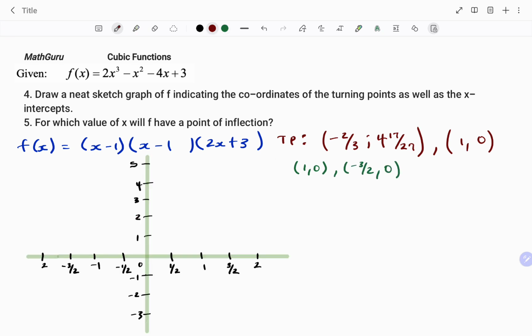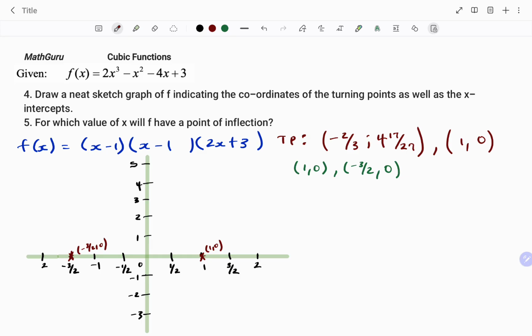My graph is not drawn to scale. I'm just going to draw a neat sketch, starting with my x-intercepts. The first one is at negative 3 over 2 and 0. And then I have 1 and 0. Those are my two x-intercepts. Then I go to my turning point, which is at negative 2 over 3 and 17 over 27.